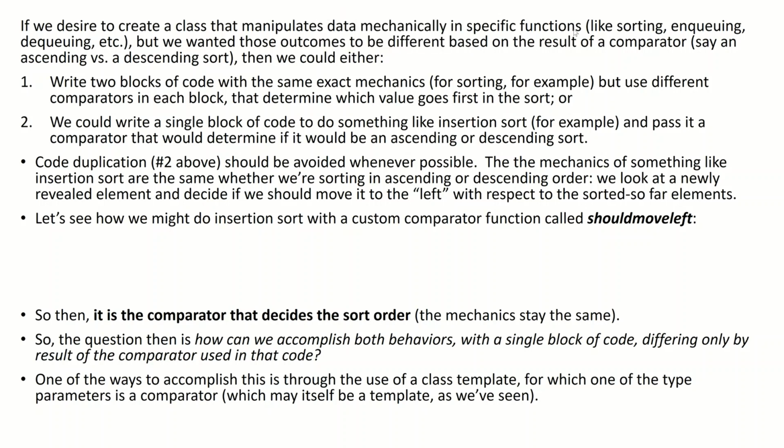So the way that we can do this, if we wanted such a class, is to write two blocks of code with the exact same mechanics, but just use less than in one and use greater than in the other. So that's how we would do sorting, say, in descending order. We could do it that way, but we could also write a single block of code that does something like, for instance, insertion sort, and we could pass to that code a custom comparator, which would help us to determine whether and how we should move the data around.